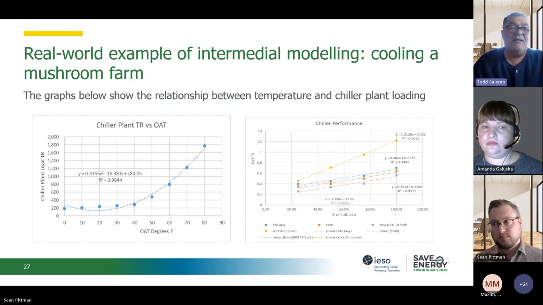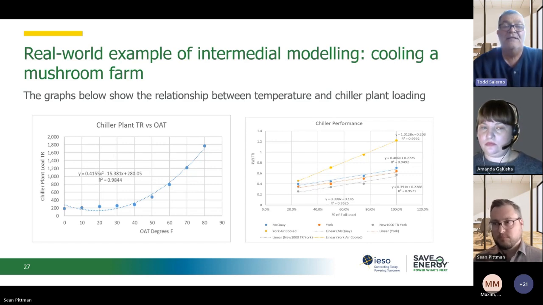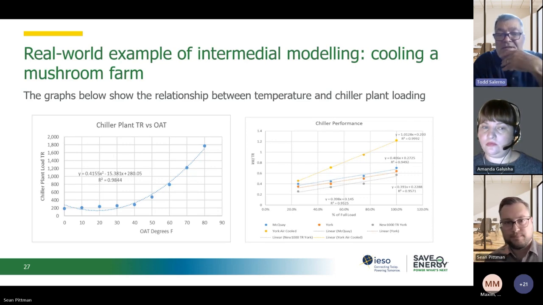So we were able to develop a model comparing the outside air temperature to what the refrigeration load was, or the cooling load was in the plant, in tons. And that's the graph on the left. And then what we used is we used published performance data of all the equipment involved, the air-cooled units, the existing 2 chillers, and then the proposed new chiller.